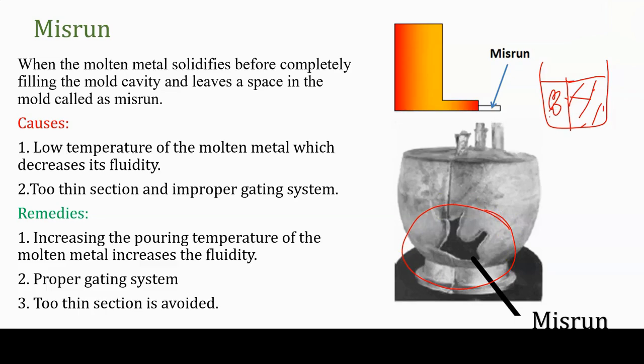So this happens due to the low temperature of the molten metal, which decreases the fluidity. So you have to maintain proper temperature while pouring the molten material into the mold cavity. Too thin a section and an improper gating system are also causes of misrun. To avoid this, increase the pouring temperature of the molten metal to increase the fluidity, provide a proper gating system, and avoid thin sections.